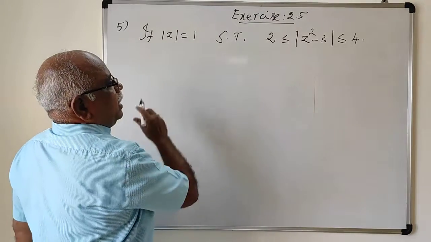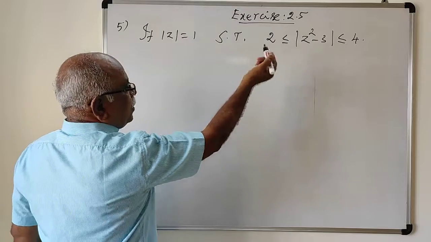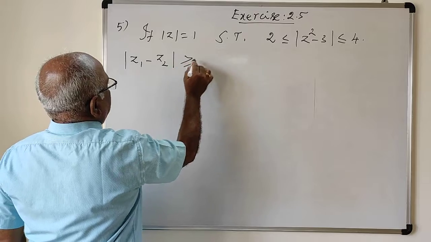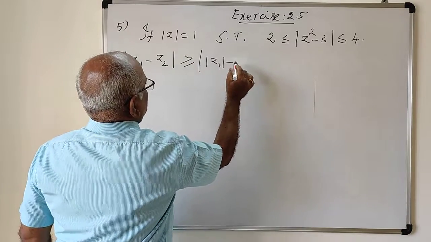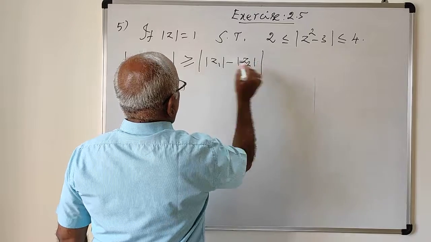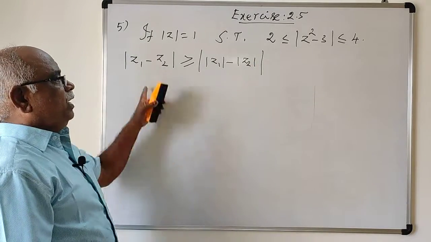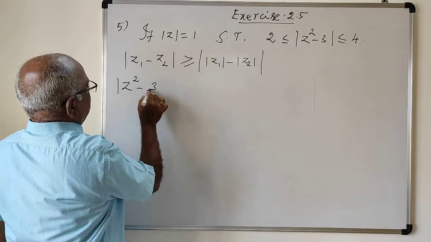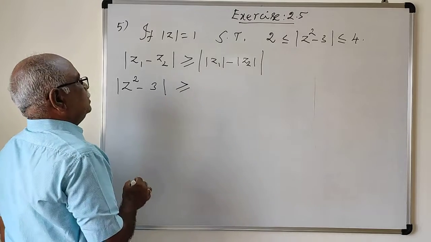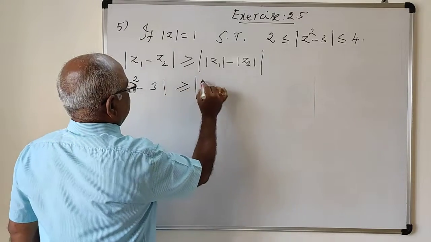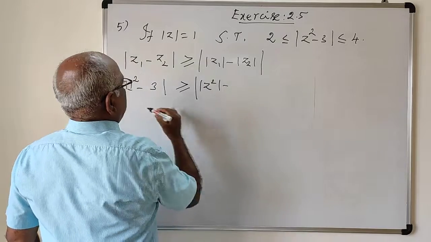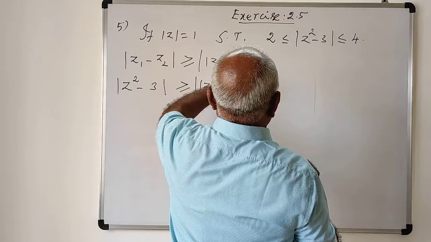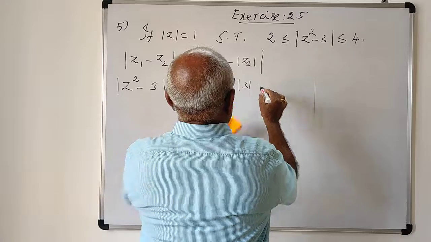We know from our inequality principles, properties of modulus, that the modulus of z1 minus z2 is greater than or equal to modulus of mod z1 minus mod z2. You know the result; we already derived this result. So our problem is the modulus of z square minus 3, which is greater than or equal to modulus of z1, that is z square, minus z2, that is 3. Modulus of z1 and modulus of 3.